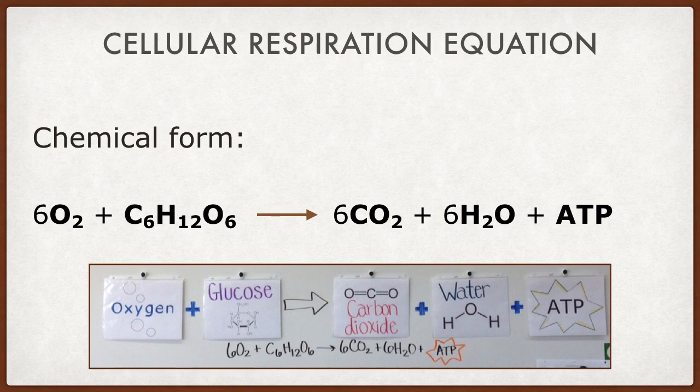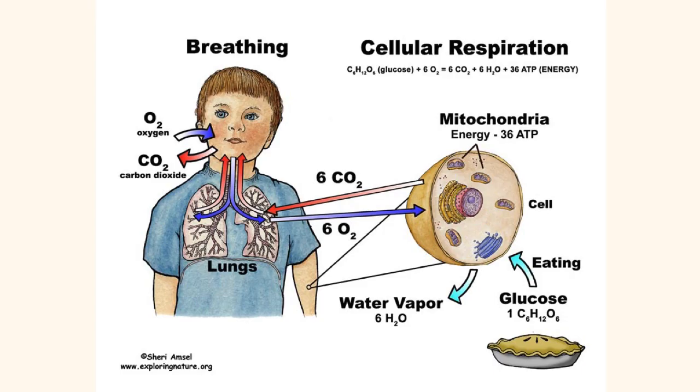So when I take in oxygen, when I give my cells the glucose, I will produce carbon dioxide that I need to get rid of, water, and ATP energy. One thing I just wanted to clarify is that cellular respiration takes place in your cells all the time. Specifically, it's taking place in your mitochondria.